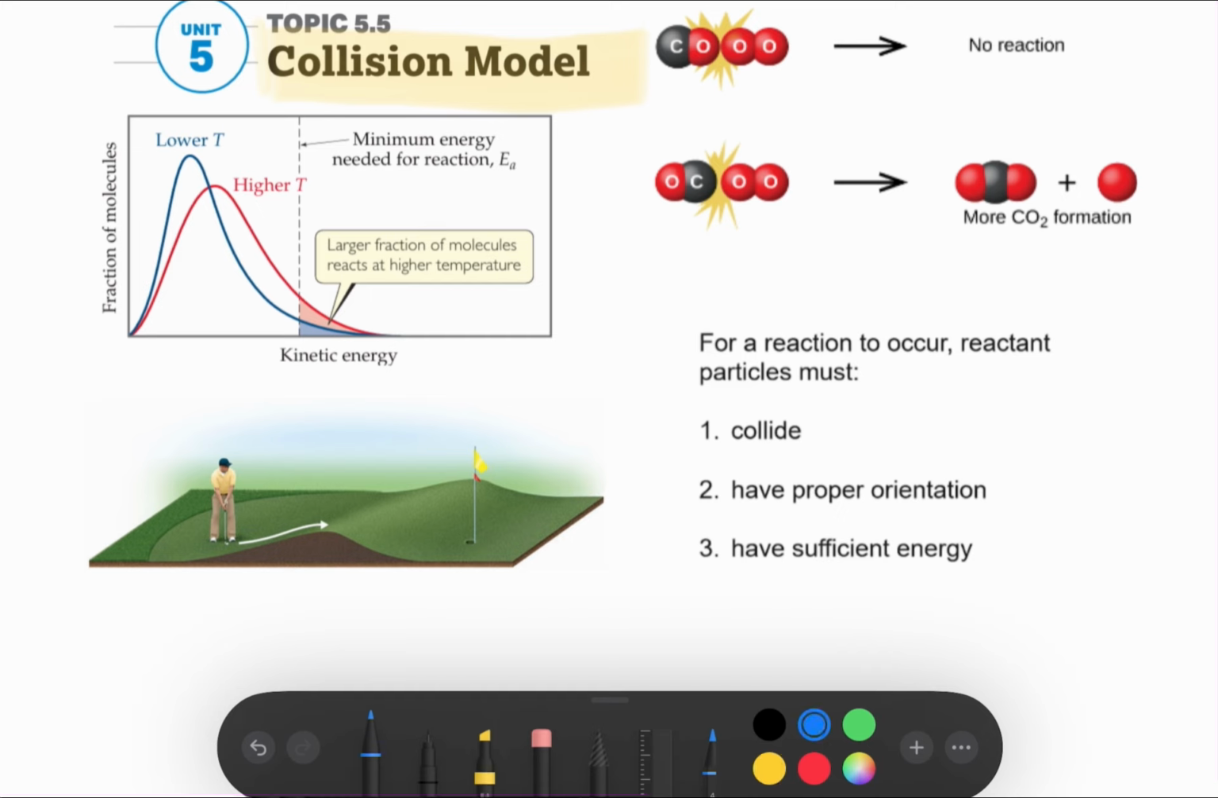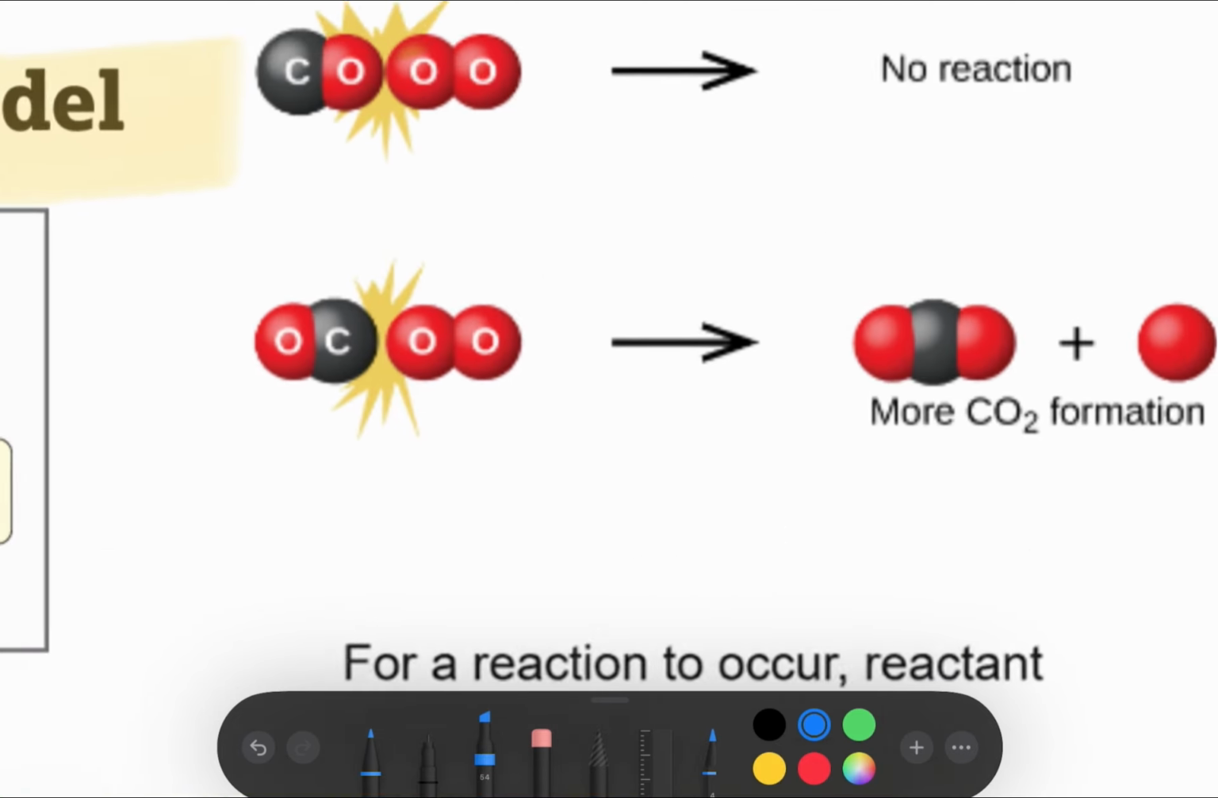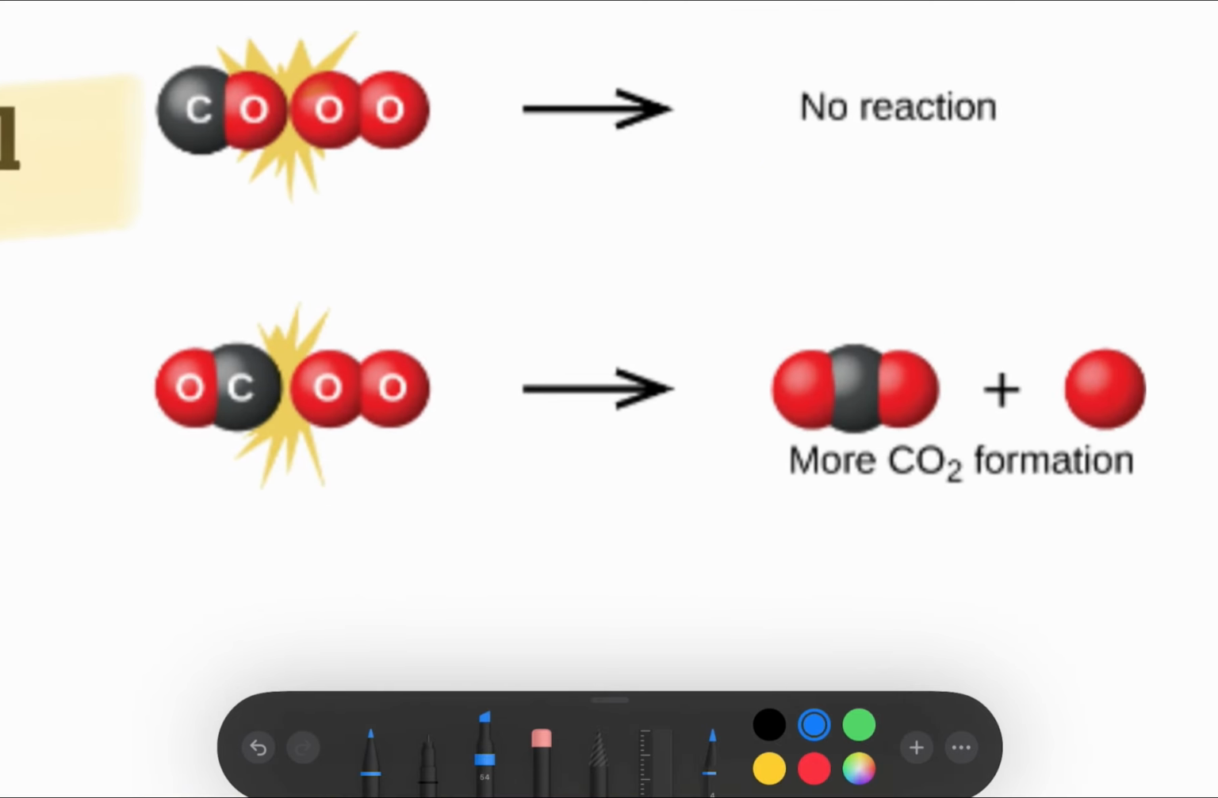For any chemical reaction, in order to start or to initiate, the particles of the reactants must collide first, and this collision must be in the proper orientation with a sufficient amount of energy.